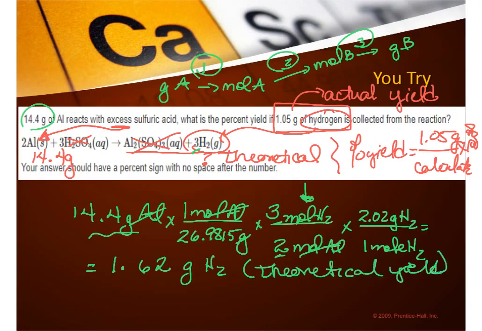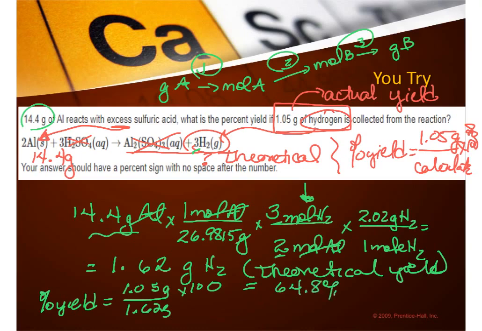Okay, now I'm going to calculate percent yield. So the percent yield is the actual, which was given, 1.05 grams divided by theoretical, 1.62 grams, times 100. And let me punch that in real quick. And I get that the yield is 64.8%. That's it.